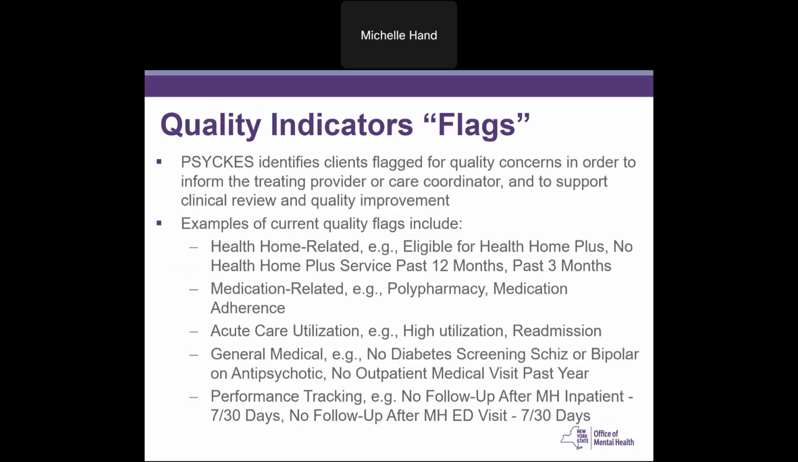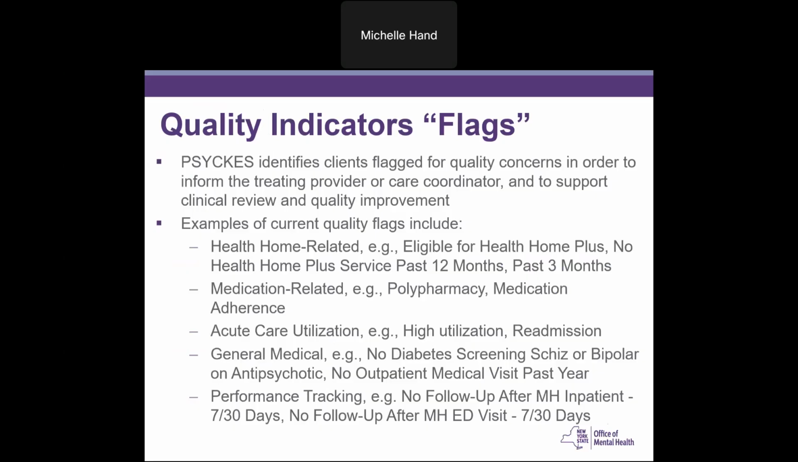Now we have a number of indicators that are broken down into our indicator sets or buckets. So here are just a few examples of our quality indicators. We have health home related flags, and an example of this would be eligible for Health Home Plus, no Health Home Plus service in the past 12 months or the past 3 months. We also have flags that are medication related, such as polypharmacy. And an example of this would be a client who is on multiple antipsychotics or multiple antidepressants.